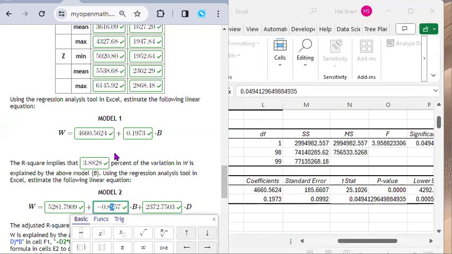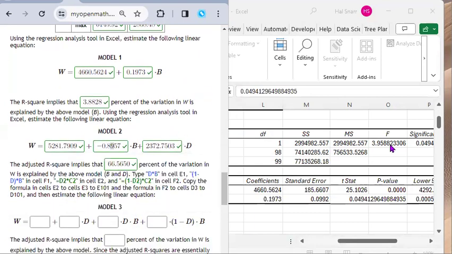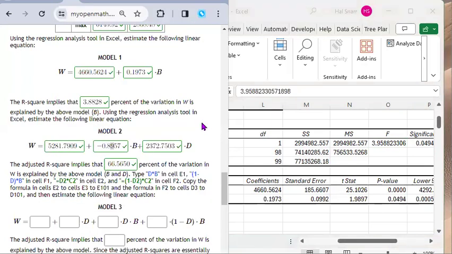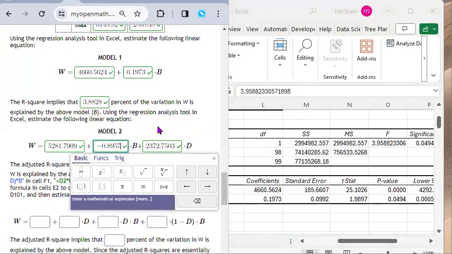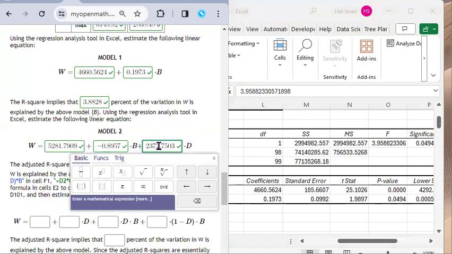But the R-square is saying 3.88% of the variation in W right here is explained by this model. That's not very high. The F statistic is only 3.952. In the multiple regression model, the F statistic was 99. So I would say model 2 is more significant. The p-values were all really close to 0.